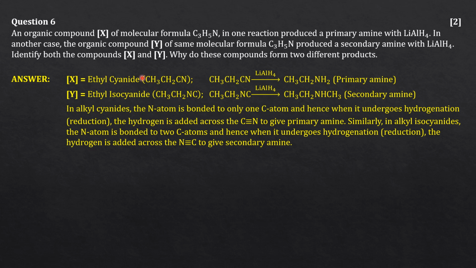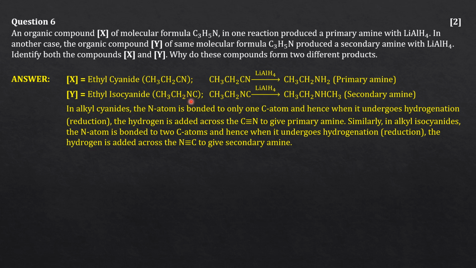If you see the structure of cyanide, you see the cyanide carbon is a 1 degree carbon because it is bonded to one carbon only, and your cyanide is getting converted into CH2NH2. So obviously the nitrogen here in the cyanide is bonded to only one carbon. So reduction means hydrogen is getting added across the C triple bond N. So obviously the nitrogen will remain 1 degree in the amine also. So you are getting primary amine.